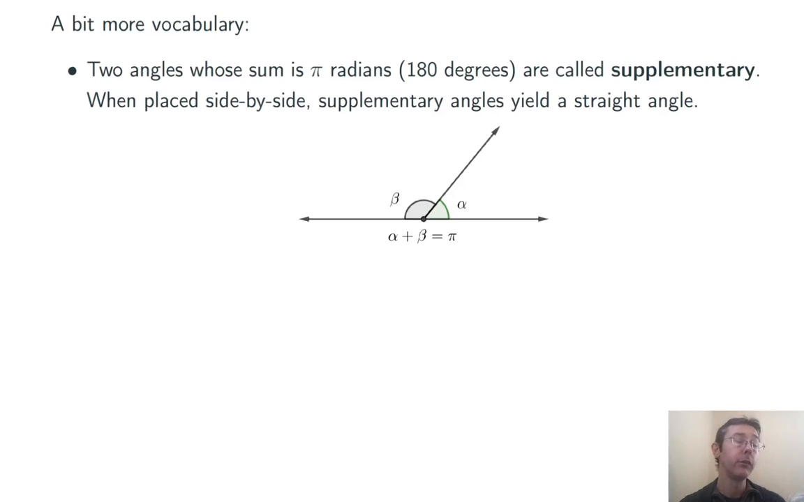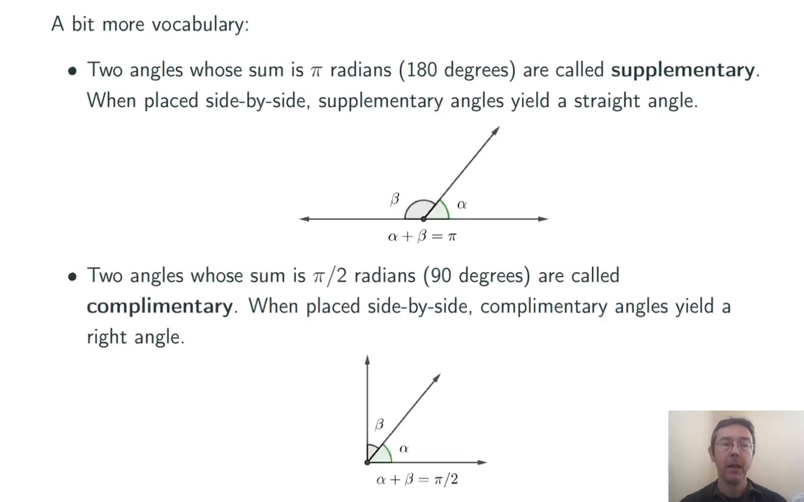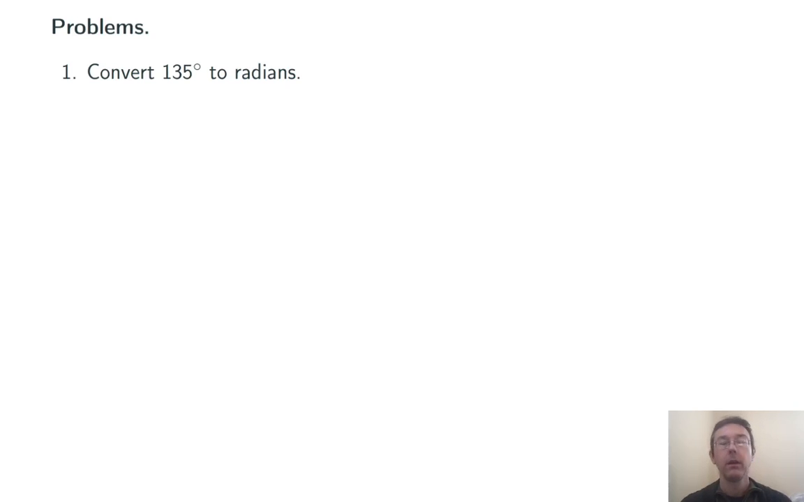Two angles whose sum is pi radians or 180 degrees are called supplementary. When placed side by side, supplementary angles yield a straight angle. And two angles whose sum is pi over 2 radians, or 90 degrees, are called complementary. If you place two complementary angles side by side, you get a right angle, a total measure of pi over 2 radians. Let's wrap up with a few quick problems.